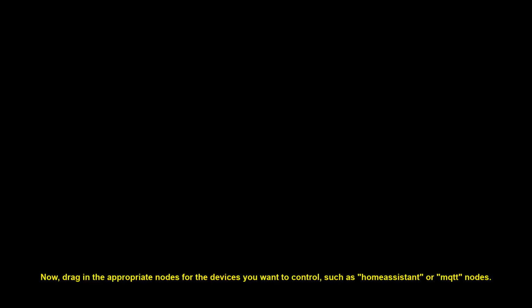Now, drag in the appropriate nodes for the devices you want to control, such as Home Assistant or MQTT nodes. Connect the output of the function node to the input of these device nodes. Configure each device node by double-clicking on it and filling in the necessary details, like device IDs or IP addresses.